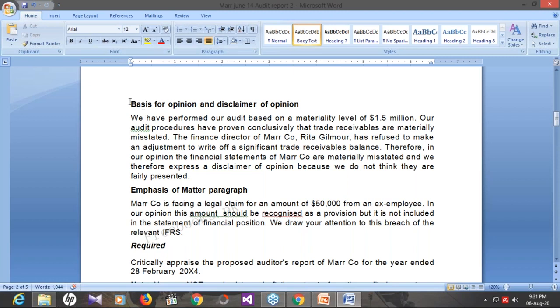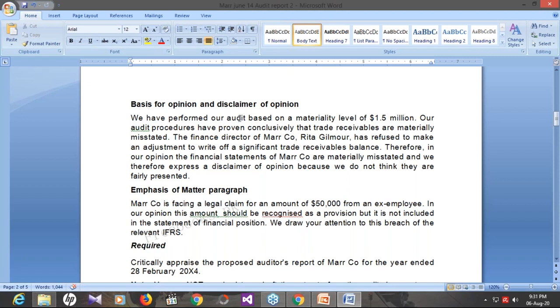So we can see the heading, basis for opinion and disclaimer of opinion. First of all, in an audit report, the priority is given to opinion. First the opinion comes, and then there is the basis for opinion. In this report, both are written in one line. They should be written in separate lines, and separate paragraphs should be used, but he has included them in the same line. So it is wrong according to ISA 701.